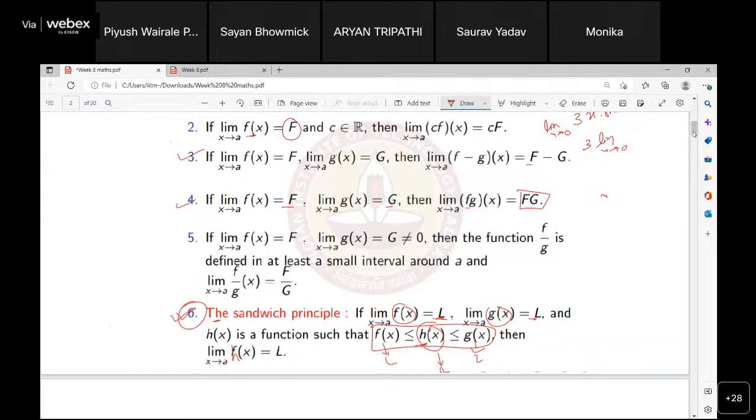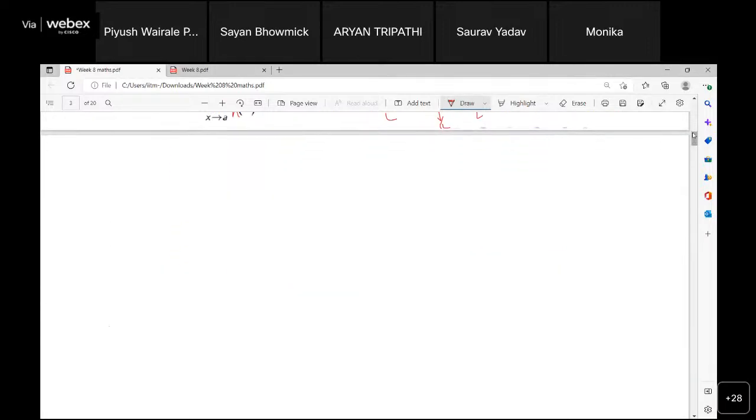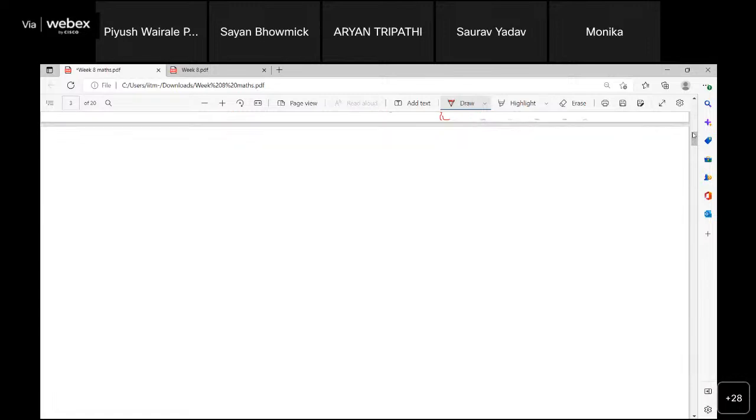Now let's take one example based on the sandwich principle. Let us take this function: the limit as x tends to infinity of sin x upon x. I want to solve this limit by using the sandwich principle.